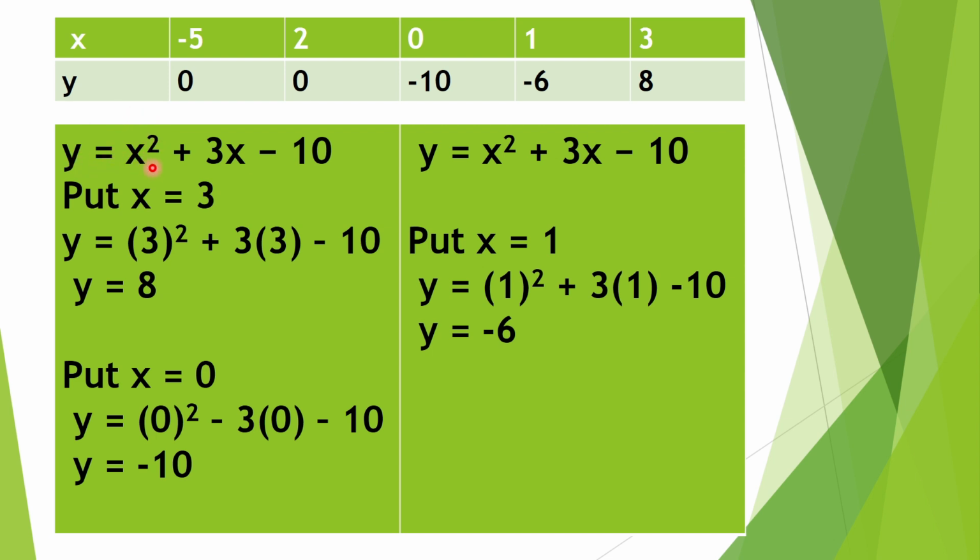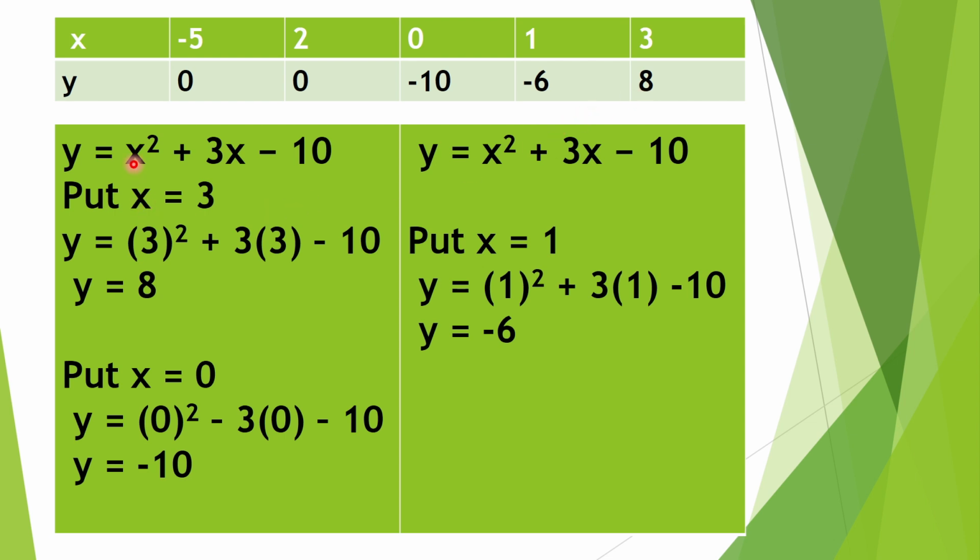So when you put x equal to minus 5, your y value equals 0. Similarly, if you put x equal to 2 in this equation, y is equal to 0 again. If you put 0 as the value of x in this equation, then y will become minus 10. If you put 1 in place of x, y will equal minus 6, and if you put 3 as a value of x, y will become equal to 8.